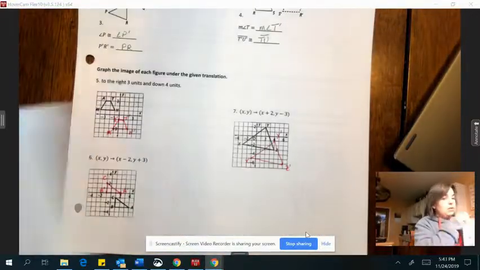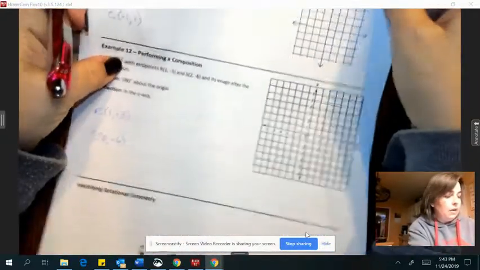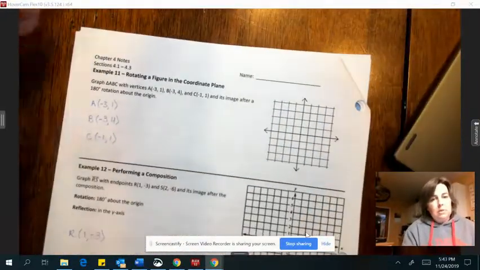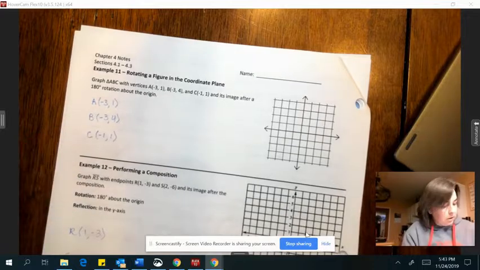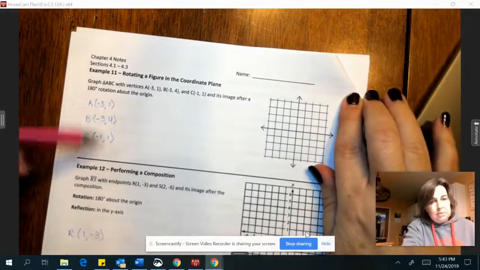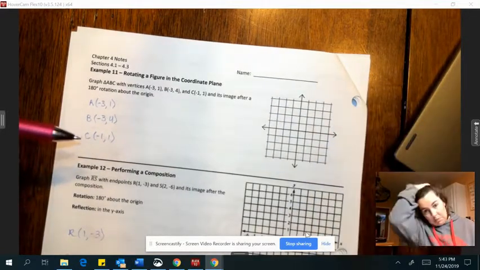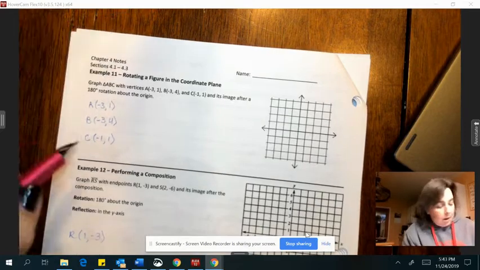Okay, so let's try this out. For example 11, I already wrote out the 3 vertices that we're going to use because this is where I'm going to show my work. So you should rewrite the vertices over there. And then we should graph them.